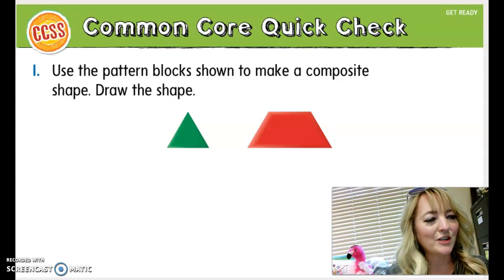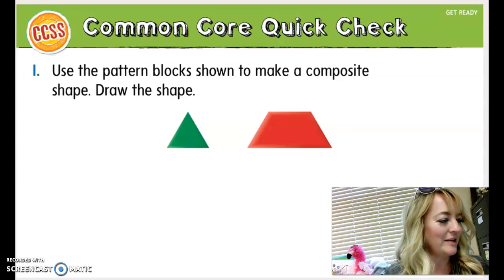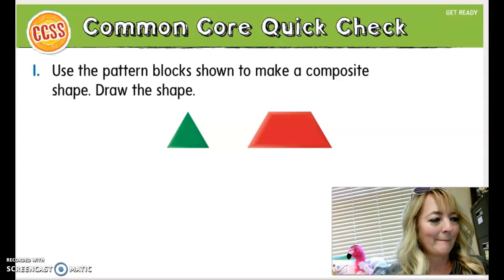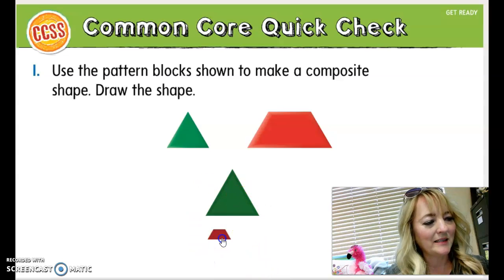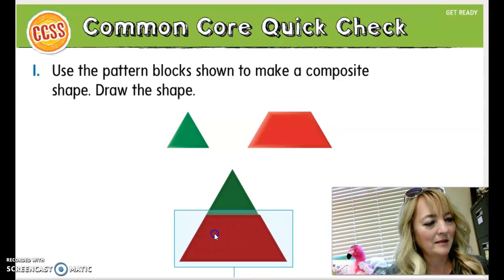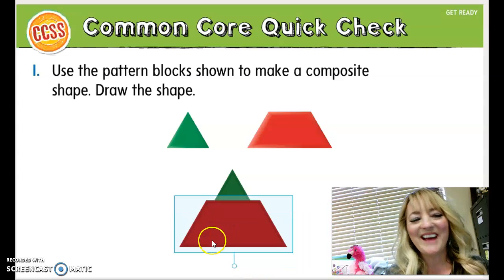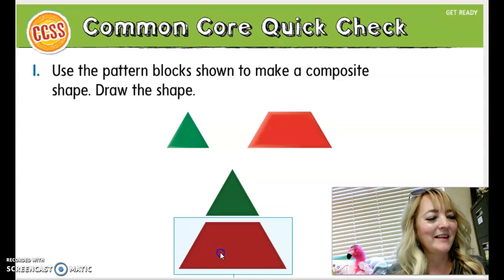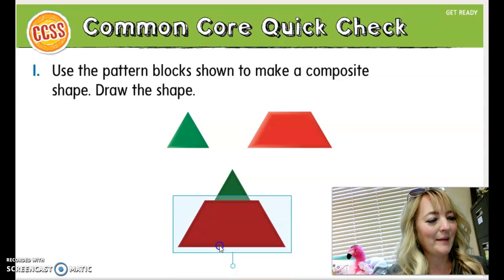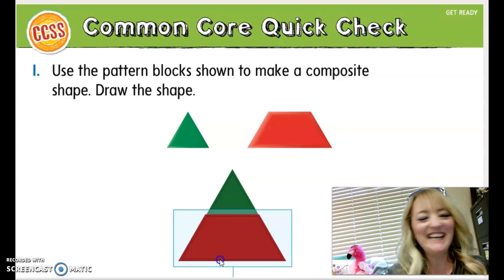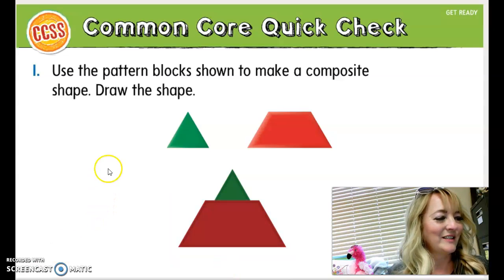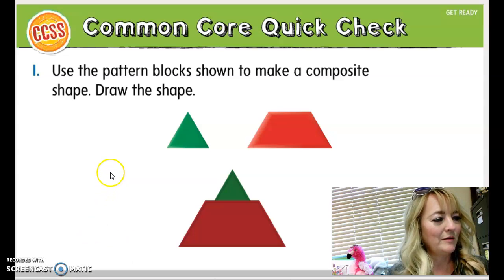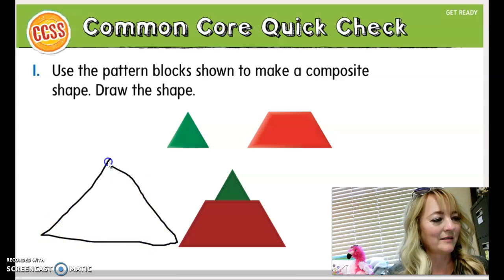Use the pattern blocks shown to make a composite shape and draw the shape. So we're going to use this one and this one. Hopefully you have those shapes that I gave you in the bag still. Oh, it just doesn't want to stay where I'm putting it. Okay, well, it would look like that. Then we could draw it. So we would draw a big composite shape.